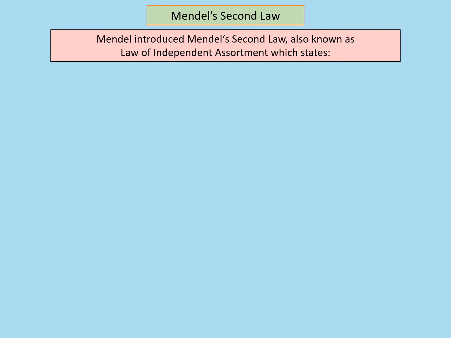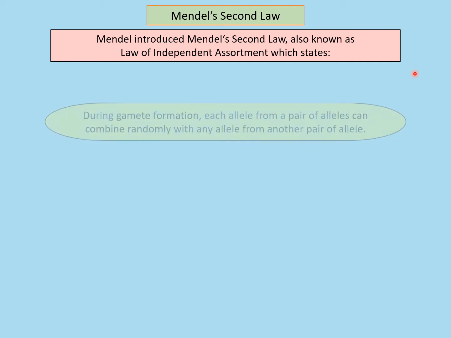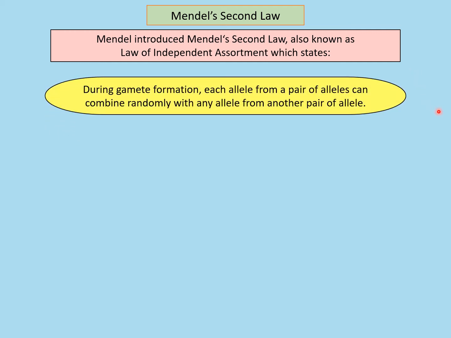Mendel's second law. Mendel introduced Mendel's second law, also known as the law of independent assortment, which states that during gamete formation, each allele from a pair of alleles can combine randomly with any allele from another pair of alleles.